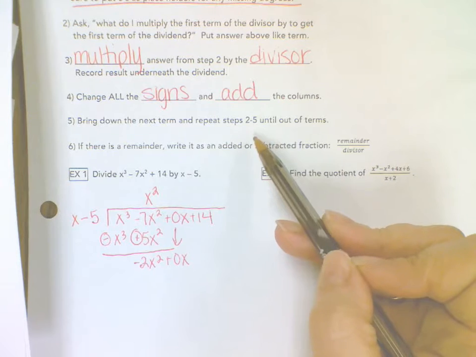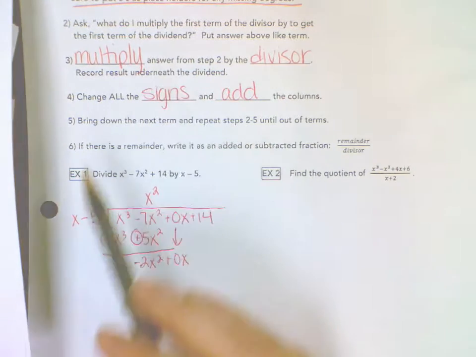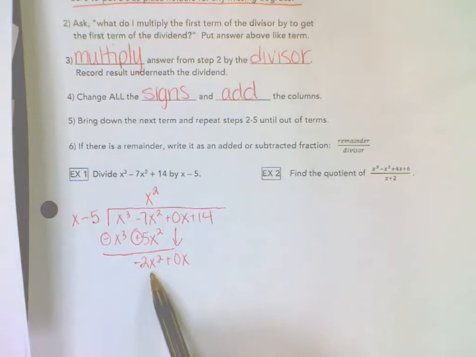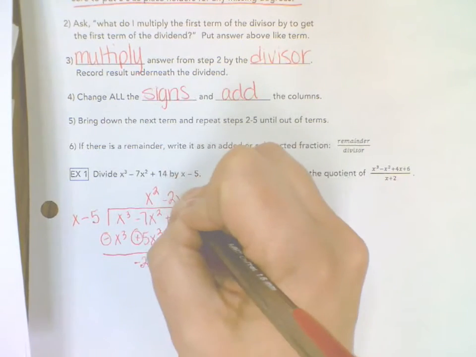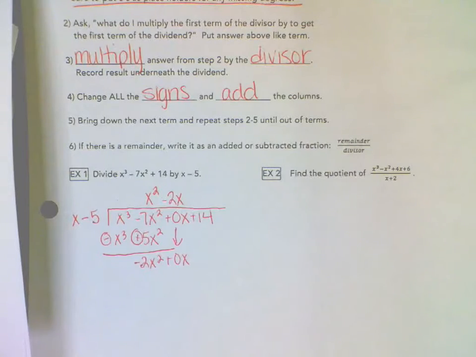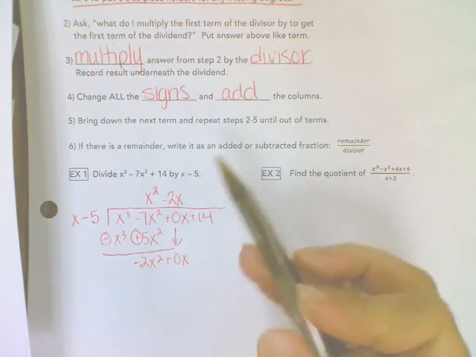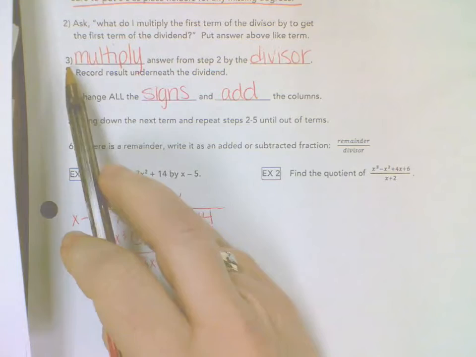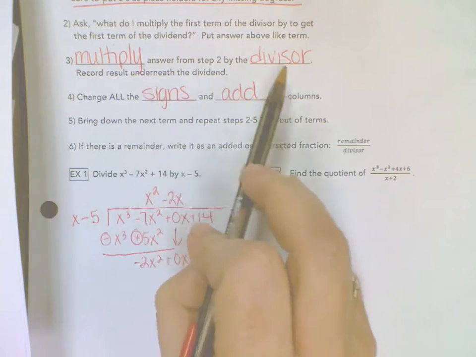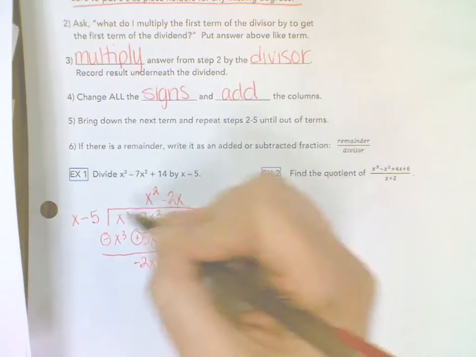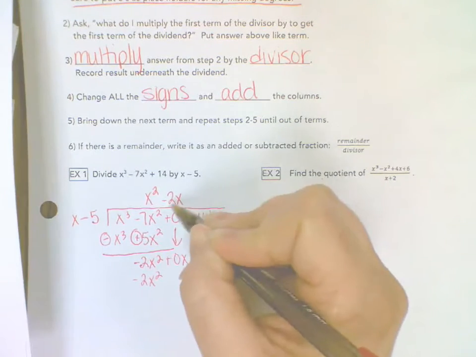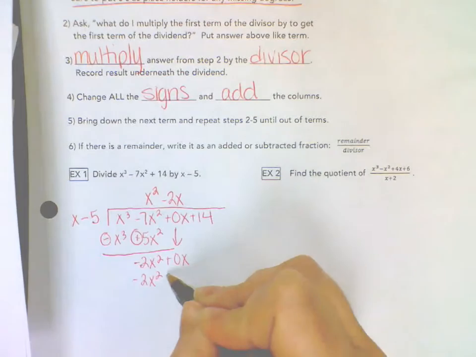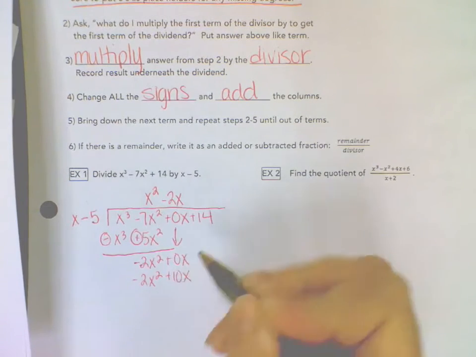So now I go back up to step 2. What do I multiply x by to get negative 2x squared? Answer to that is negative 2x, so I write it over its like term here. Once I write something on top, next step is to multiply that by the divisor. So negative 2x times x is negative 2x squared. Negative 2x times negative 5 is positive 10x.